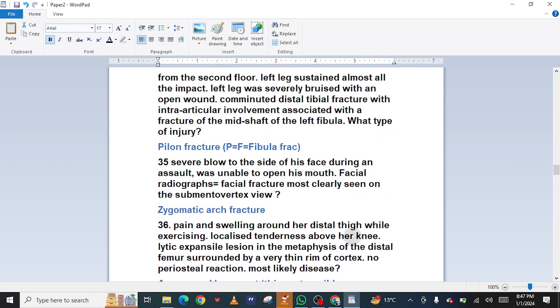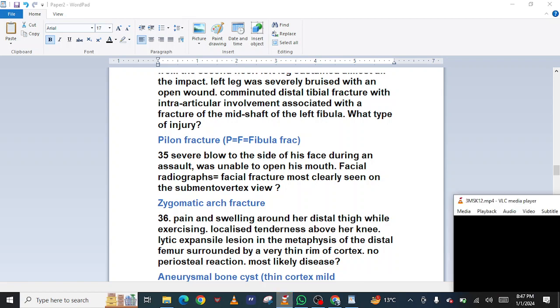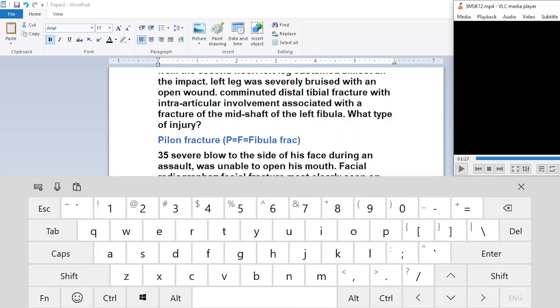35: A severe blow to the side of his face during an assault. He was unable to open his mouth. Facial radiographs: the facial fracture is most clearly seen on the submentovertex view. Zygomatic arch fracture. 36: Pain and swelling.